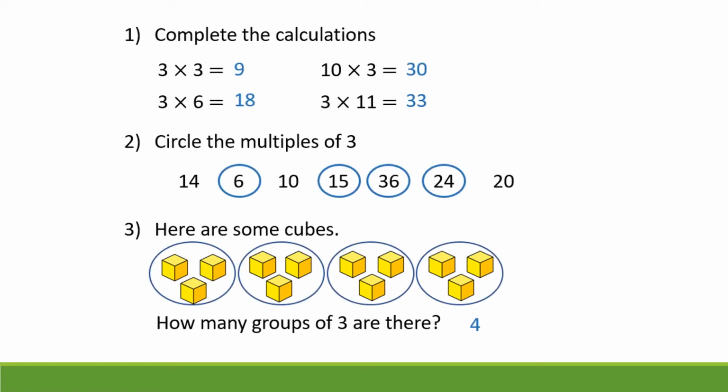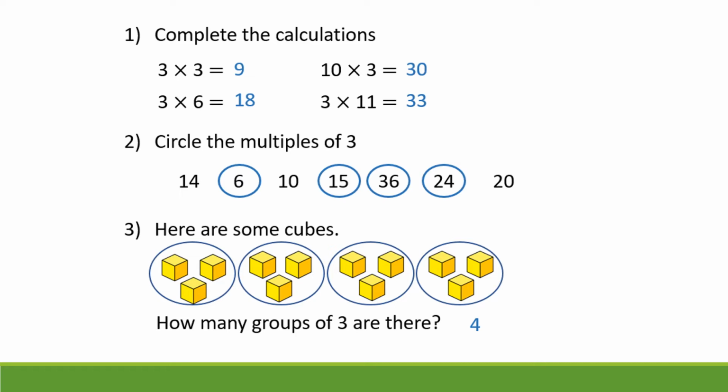Let's see how you got on. Number 1, complete the calculations. 3 times 3 equals 9. 3 times 6 equals 18, because we know 6 times 3 is also 18. 10 times 3 is 30, and 3 times 11 is 33, and 11 times 3 is also 33. I hope you got those correct because we have been practicing our 3 times tables.